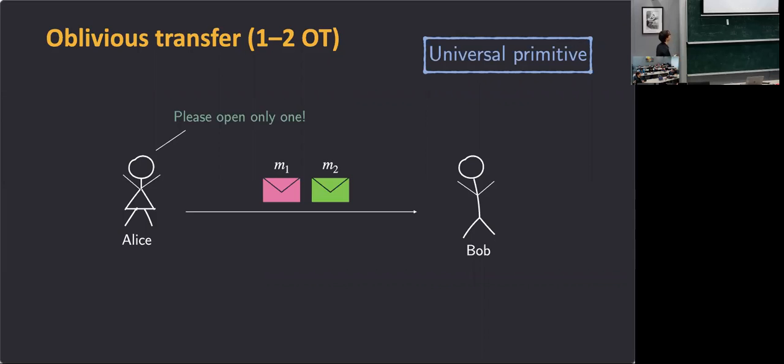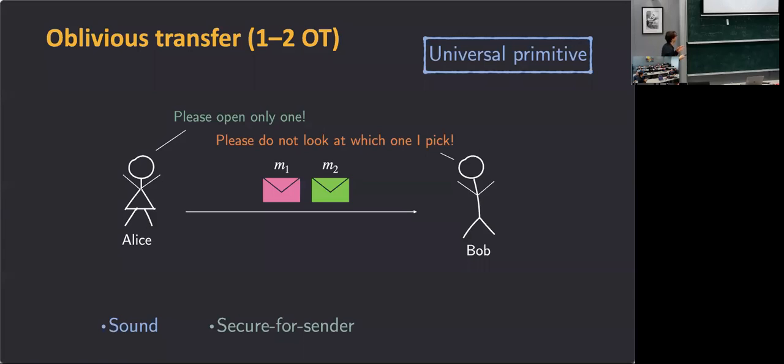And Oblivious transfer, how it works in the 1-out-of-2 version. Alice sends two messages to Bob. Well, two envelopes, and then she tells Bob, well, please only open one. And then Bob says, okay, I'm going to open only one, but don't look at which one I pick. Now they want to implement this, but instead of saying please, they want to be sure that it cannot be cheated. It will be sound if the message that Bob picks corresponds to the one that Alice sent. It will be secure for the sender if Bob can only gain information about one of them at a time. And it will be secure for the receiver if Alice cannot learn which message Bob picked.